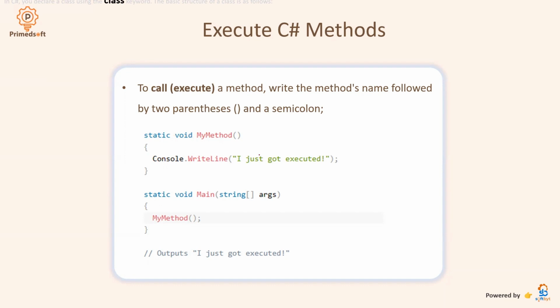And then you have console.writeLine this. So when you want to run this method, this is your main method. When you call this, because you've called this method, it will execute this line, which prints "this I just got executed" on your console app.